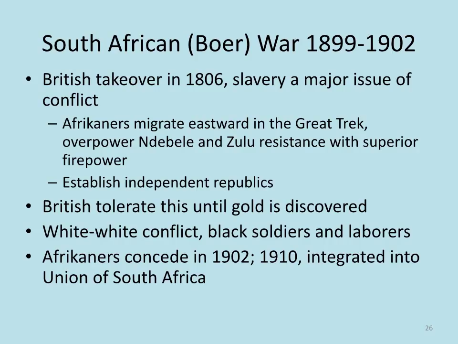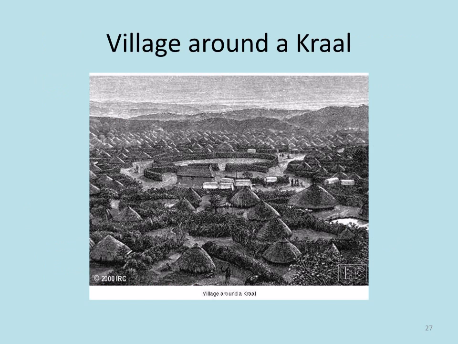The moment the British figure out that they have gold where these new civilizations are popping up, they're back interested in taking over this. So there's going to be a white-on-white conflict. It's now the Dutch Afrikaners versus the British. They are fighting with black soldiers and laborers, and it's a huge, big mess. Eventually, the Dutch are going to concede in 1902. And then in 1910, they're going to be integrated into the Union of South Africa. So eventually they'll be blended in.